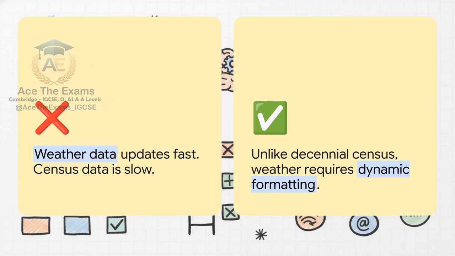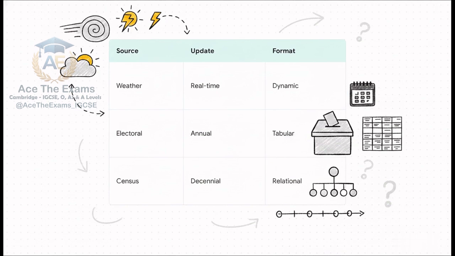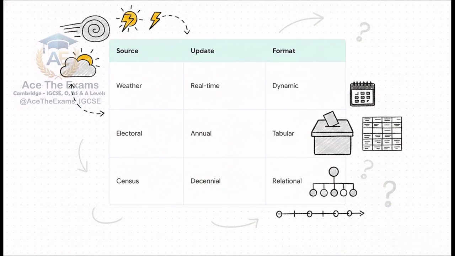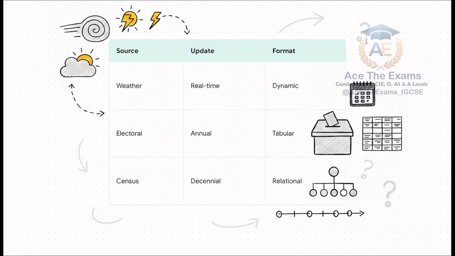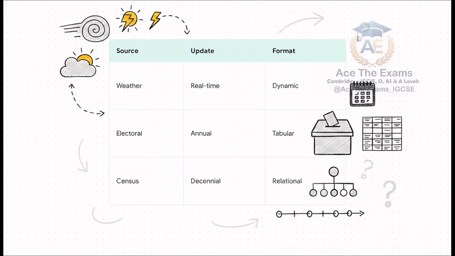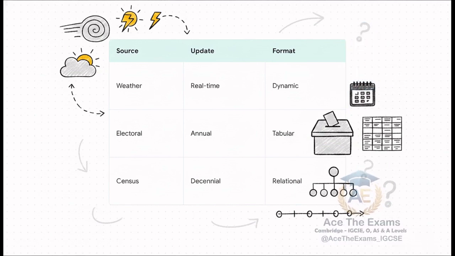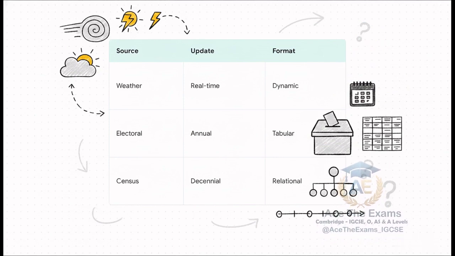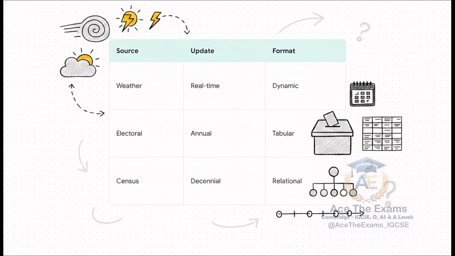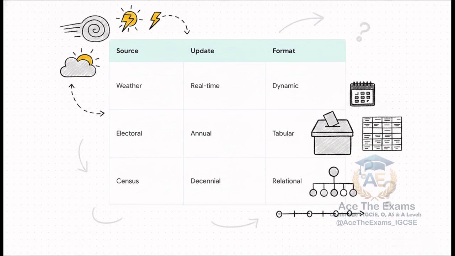That right there is a PEEL structure in action. Notice exactly how the examiner expects you to break down these sources. Weather data has a high, real-time update frequency, meaning its format convention absolutely must be dynamic and graphical. The electoral register? That's annual and tabular with strict formatting. Census data is decennial, meaning every 10 years, and requires complex relational formatting. You must use this correct terminology and understand these strict conventions to hit those academic benchmarks.